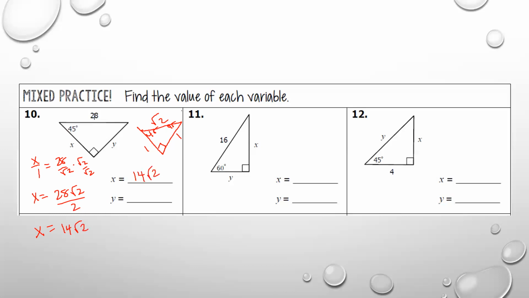I could go through this whole process again for y if I wanted to, but knowing that 45, 45, 90 is isosceles means x and y here have to be the same. So once I know x, I know what y is going to be also.